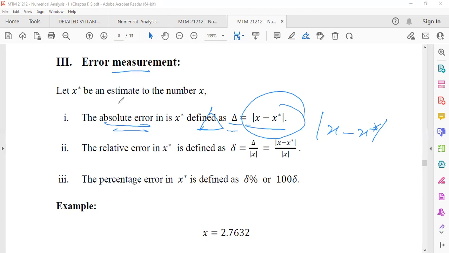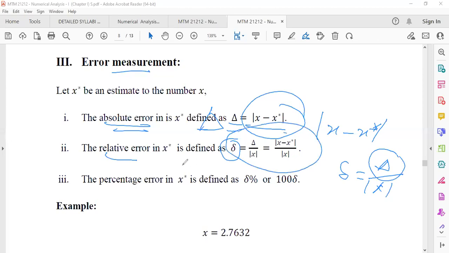Similarly, we may have these words in the step. Relative error means we use the delta from the exact value, taking the absolute value. So this is the formula for the relative error. Next, we give it as a percentage: the percentage of this relative error is 100 times the relative error.